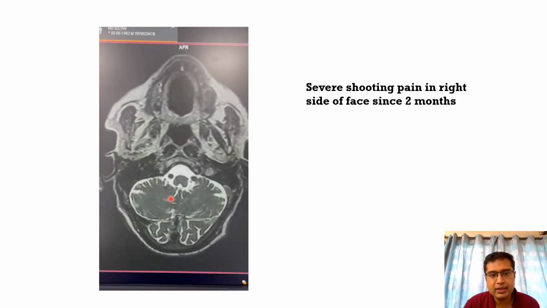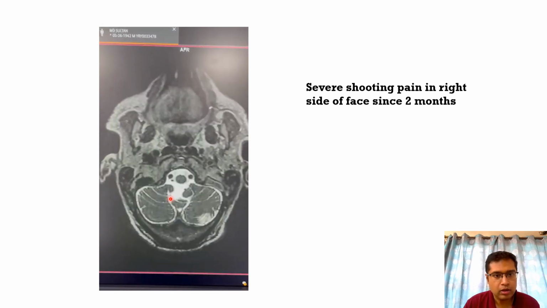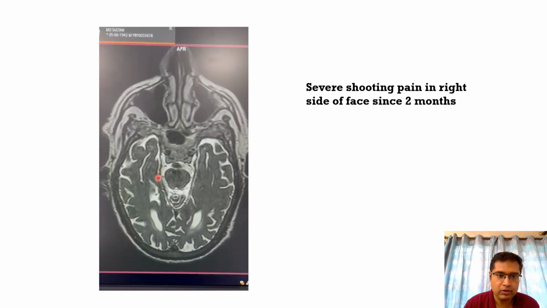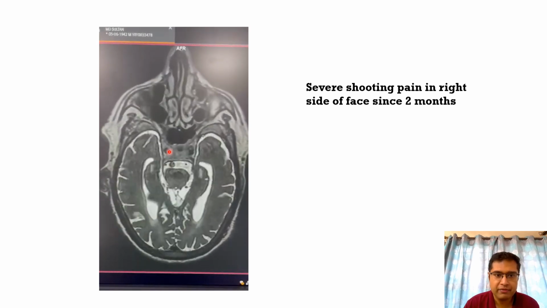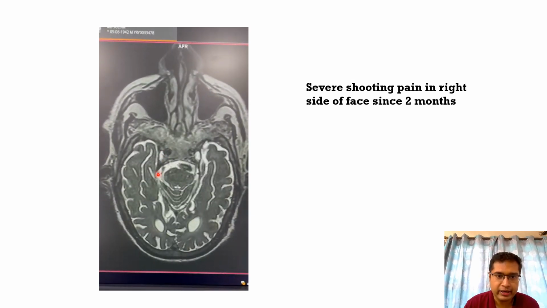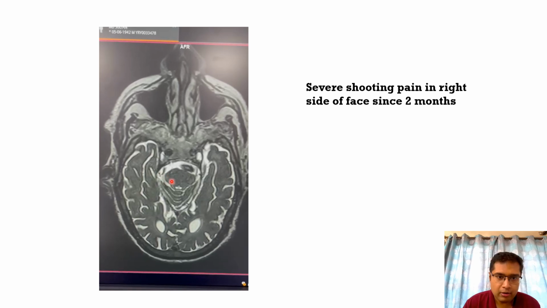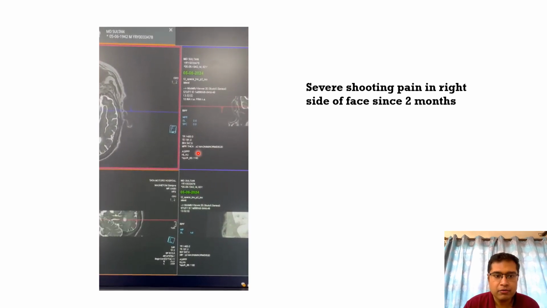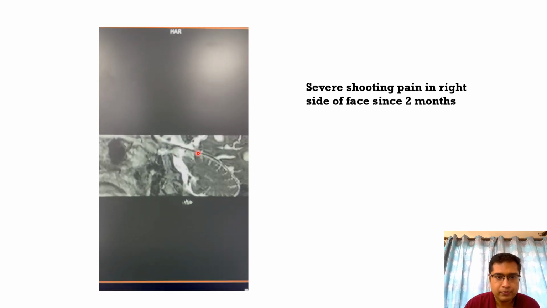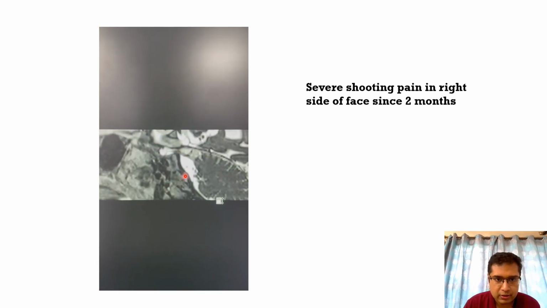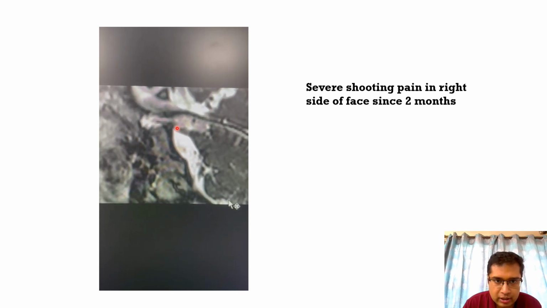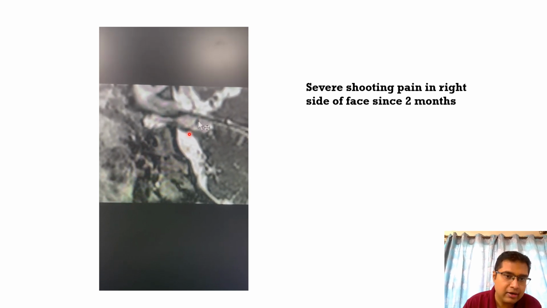So what we can see on the axial images is this trigeminal nerve on the right side. Patient is having symptoms on the right side, with Meckel's cave on the right side. And there is one vessel that is crossing the trigeminal nerve, which is better seen on the sagittal images, as we can see that this loop of vessel is actually crossing the trigeminal nerve at its transition point.